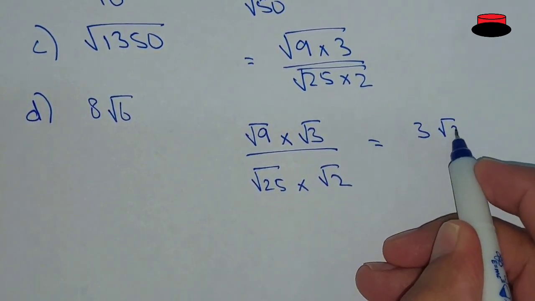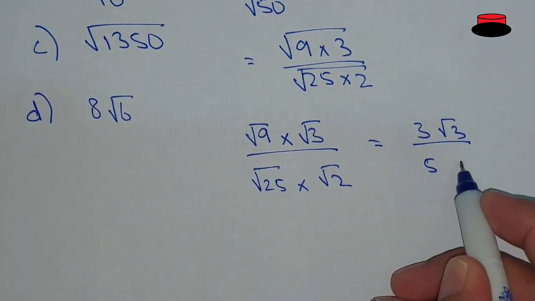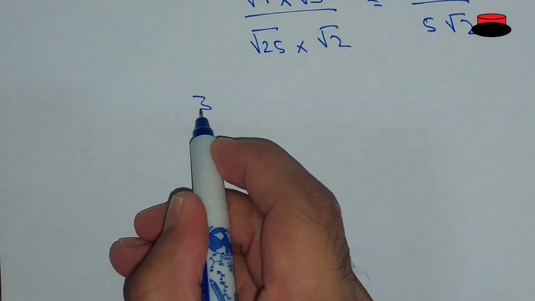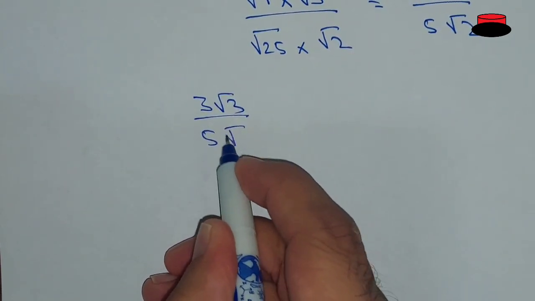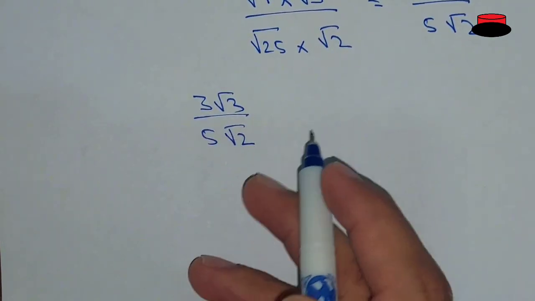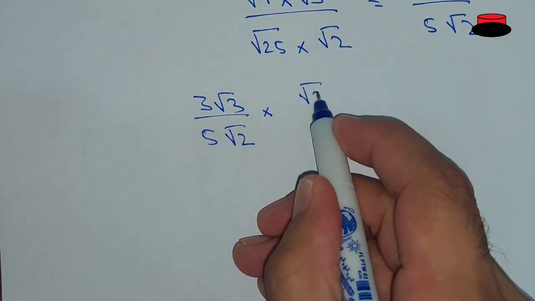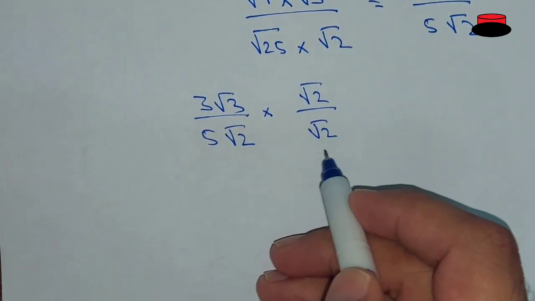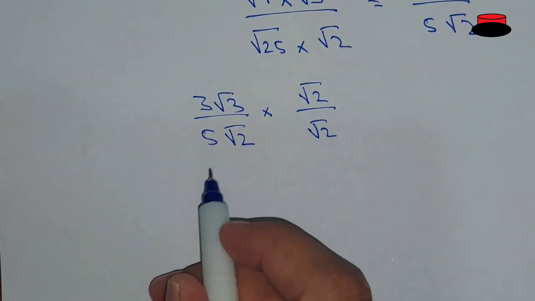Now √9 is 3 multiplied by √3, and in the same way √25 is 5 multiplied by √2. So we have 3√3 divided by 5√2. Now if we are multiplying and dividing by the same number, let's suppose √2 divided by √2, these two will be cancelled, so it will be 1, so it will be the same.